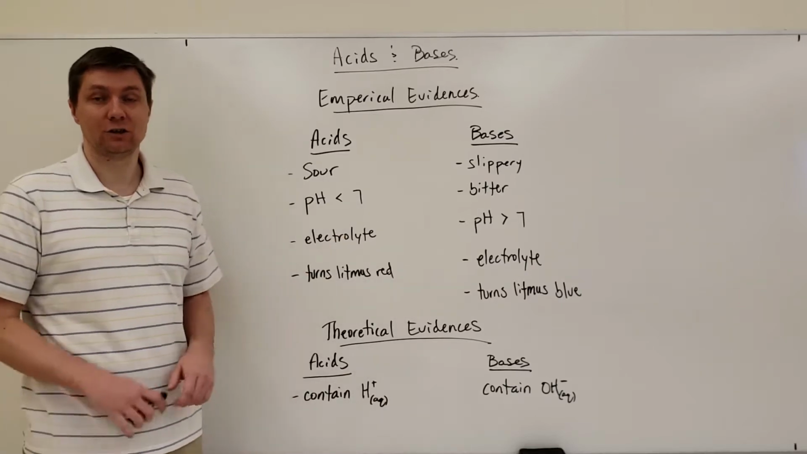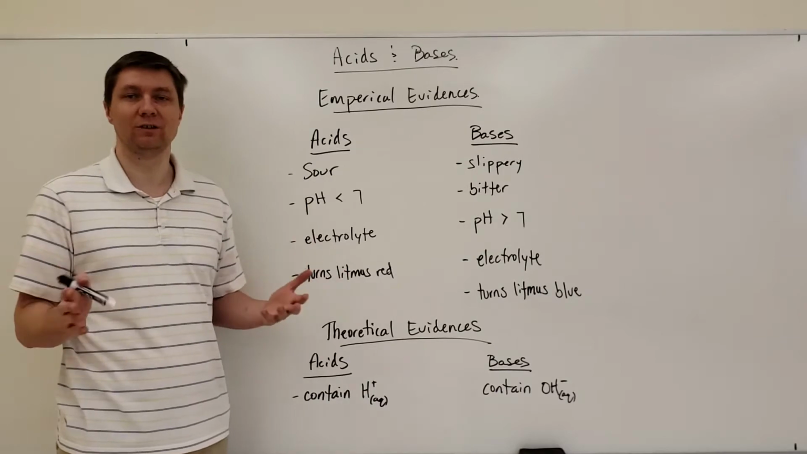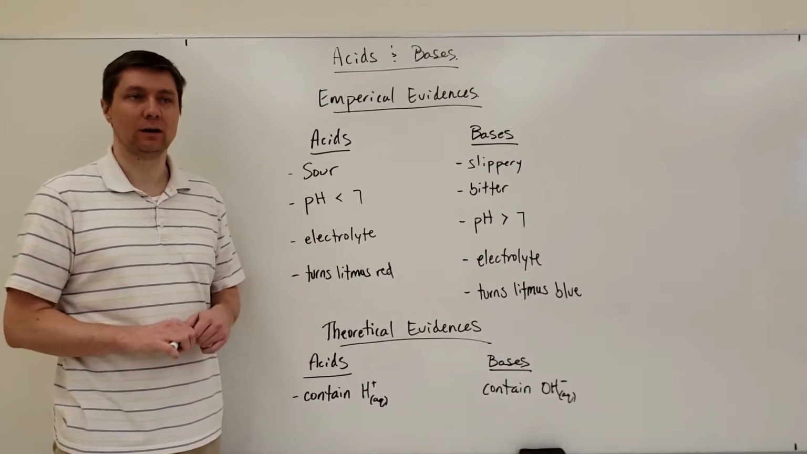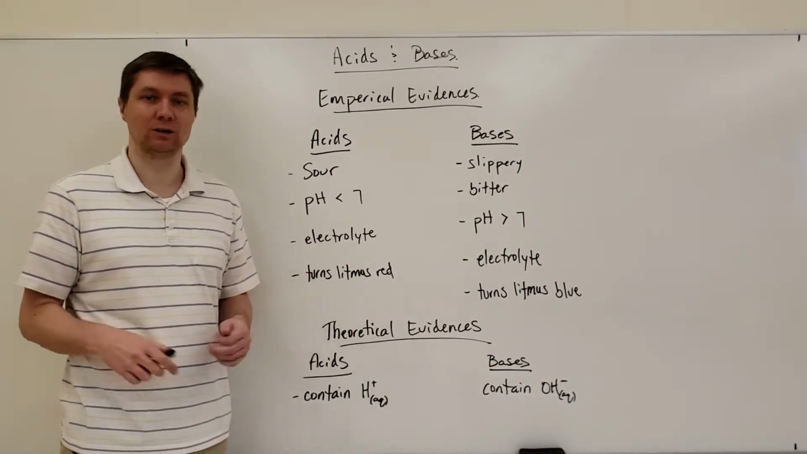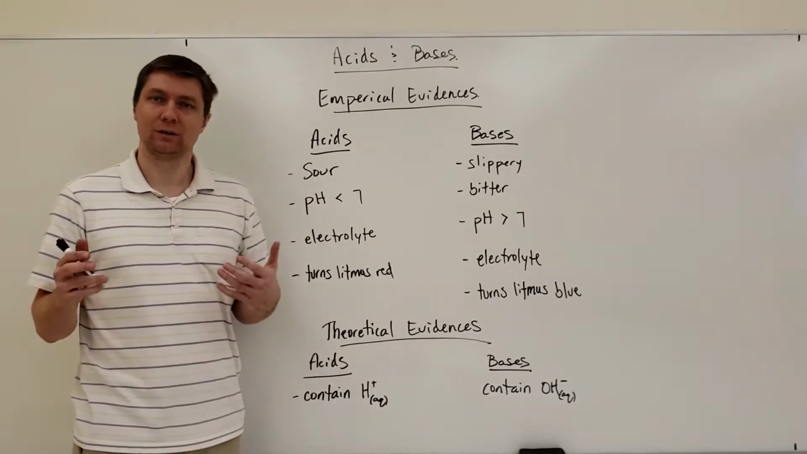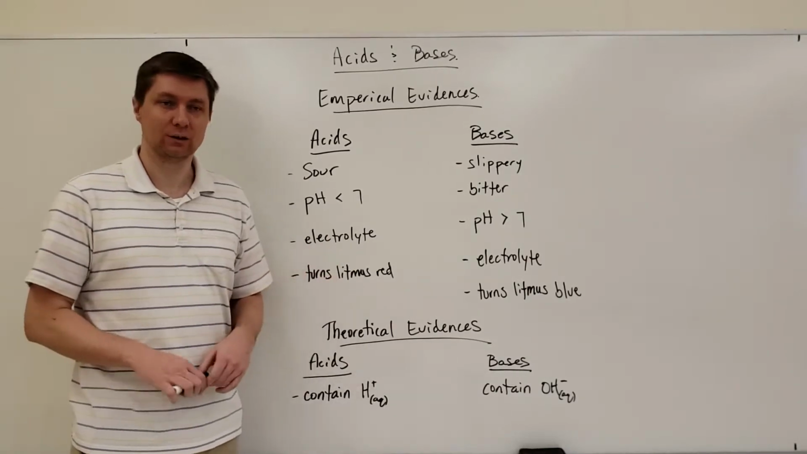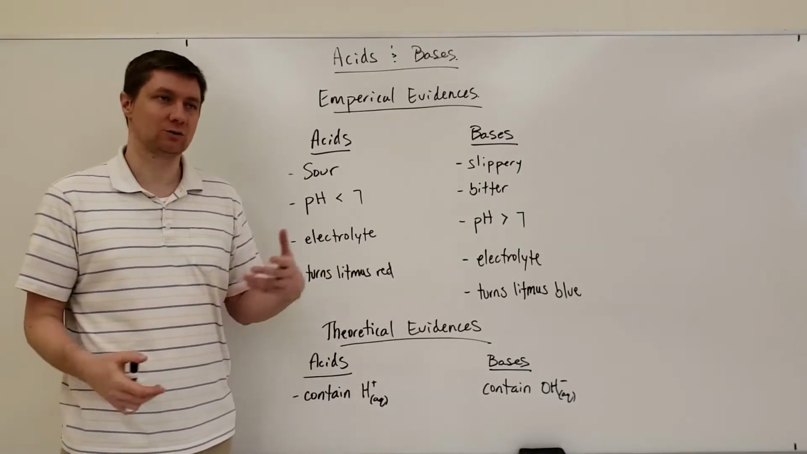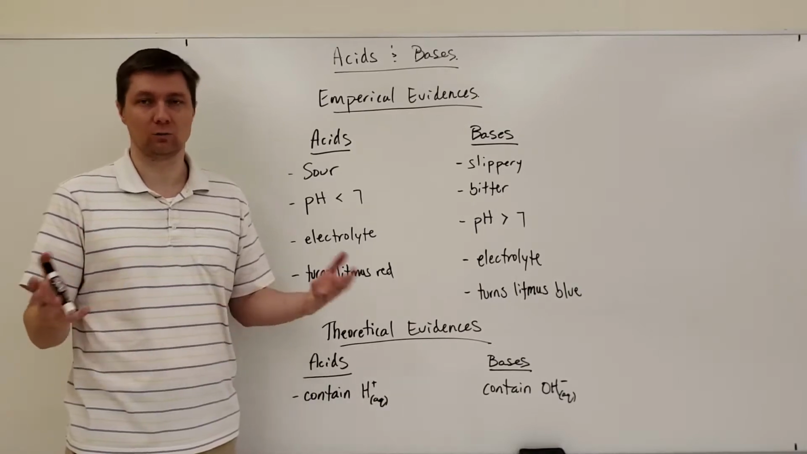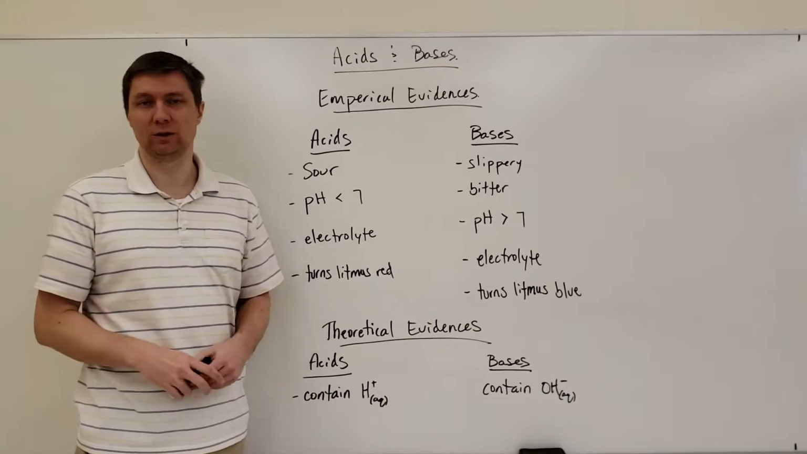Hey, so we're going to touch on acids and bases next, and what we're going to look at is two different types of evidences that you need to know when you classify acids and bases. So we have what's called empirical evidences, and these are evidences that can be sensed with any one of our five senses. So sometimes sense of taste or smell or touch or whatever. These are physical evidences that we can observe.